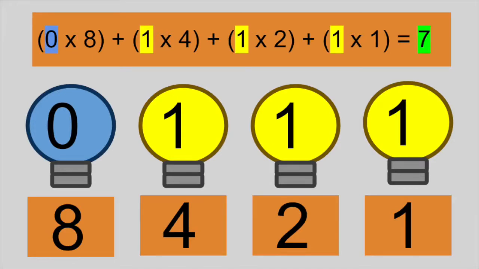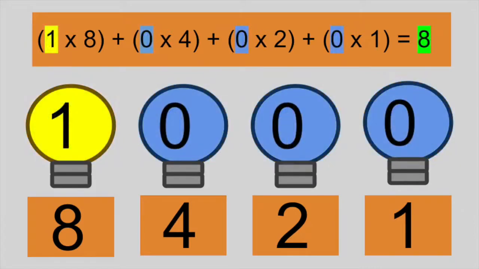You might be recognizing a pattern. To get the value 8, we turn on the fourth bulb only. This gives us 1 times 8 plus 0 times 4 plus 0 times 2 plus 0 times 1. To represent 9, we write 1001 in binary. It's 8 plus 1. To represent 10, we write 1010.